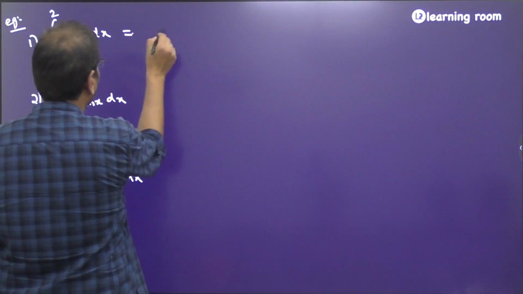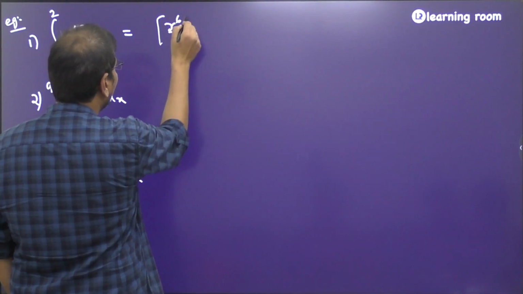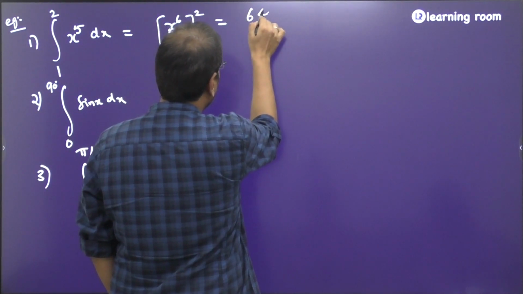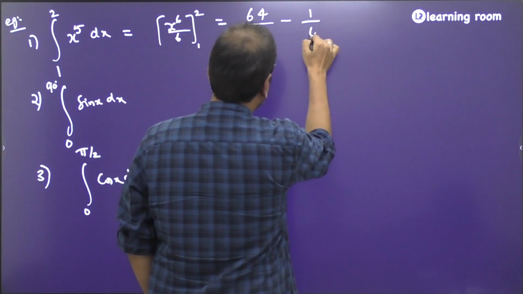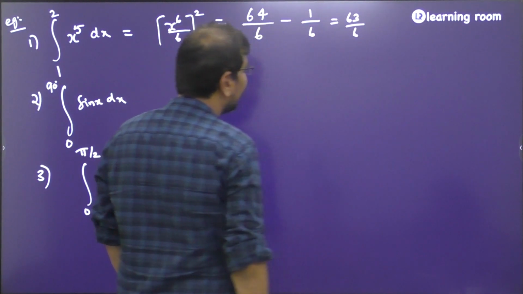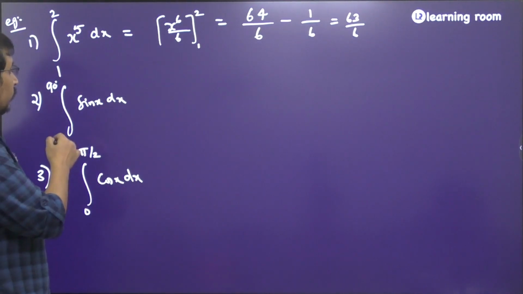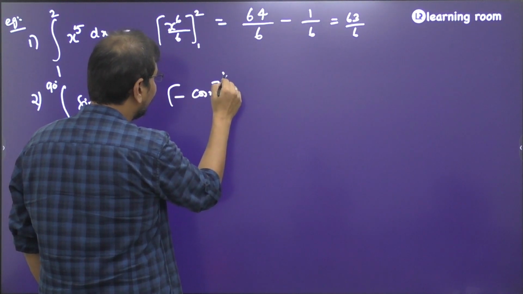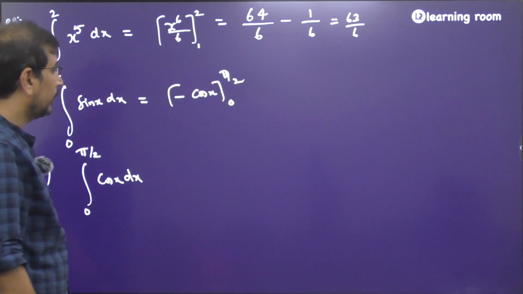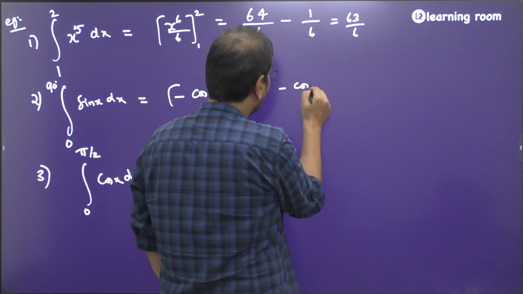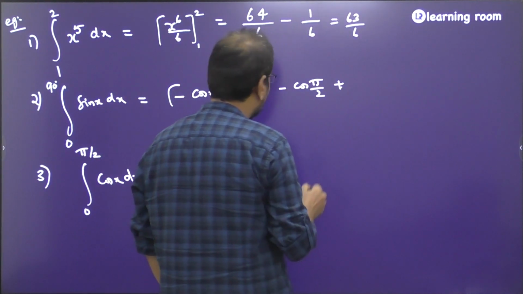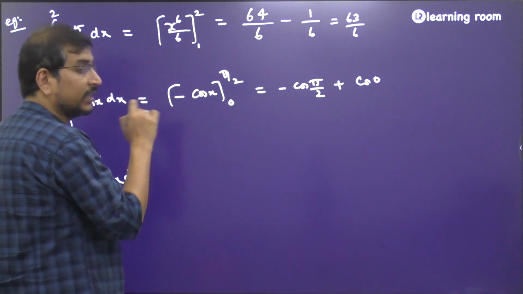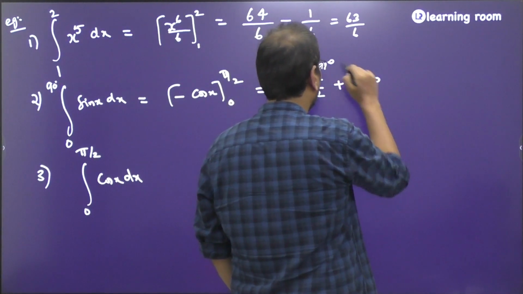The integral of x power 5 is going to be x power 6 divided by 6 between the points 1 to 2. So 2 power 6 is 64 by 6 minus 1 by 6. You are going to get 63 by 6 square units. The integral of sin x is going to be minus cos x between 0 to pi by 2. So this is minus cos pi by 2 plus cos 0. Why did I put a plus here? Because minus of minus. Cos pi by 2 is 0 and cos 0 is 1.